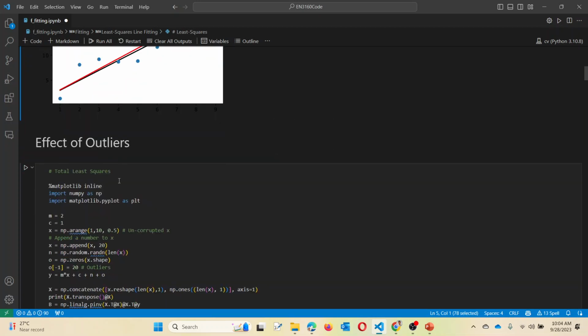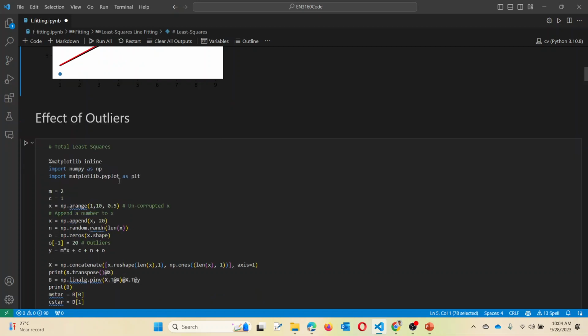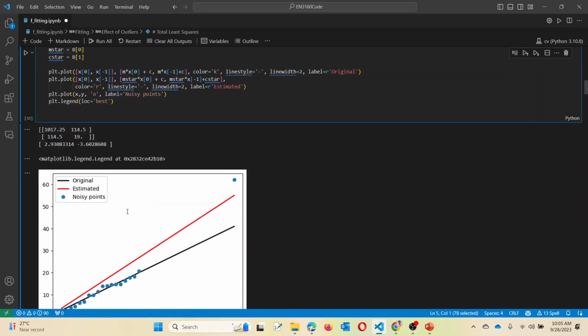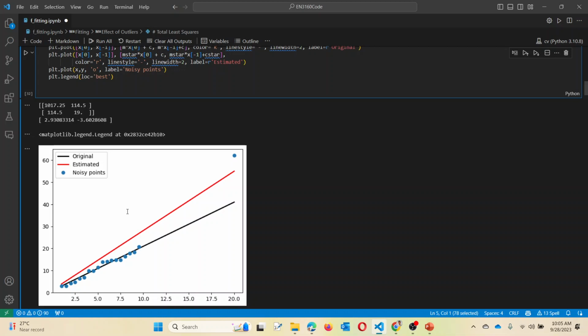Okay, now let's look at the effect of outliers. What I did here was add another point at x equals 20, and to that one I'm introducing y equals 20 with this outlier vector. Now that is an outlier. Since we are using a squared error, the outlier totally affects the solution. So when you have outliers, we must use a robust method, like using a robustifying function, or we must use a RANSAC-like method.